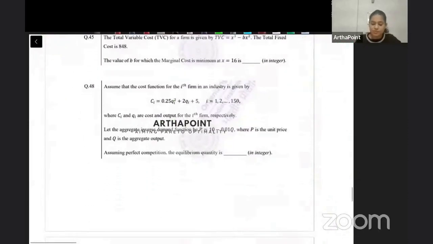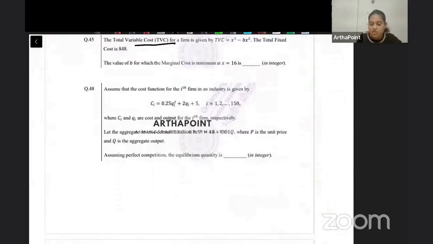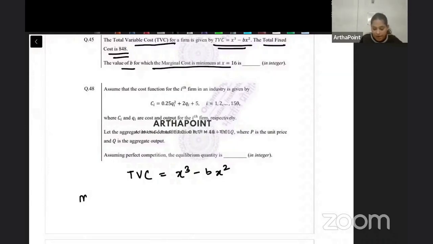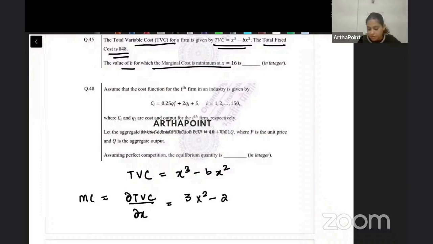Come to the next question. The total variable cost is given to you this. The total fixed cost is this. Value of B for which MC is minimum. I'll tell you what mistake students made last time. They found out total variable cost as x cube minus bx square. So what is going to happen to marginal cost? Marginal cost is how TVC changes as x changes. So this will be 3x square minus 2bx. And they just equated this to 0.